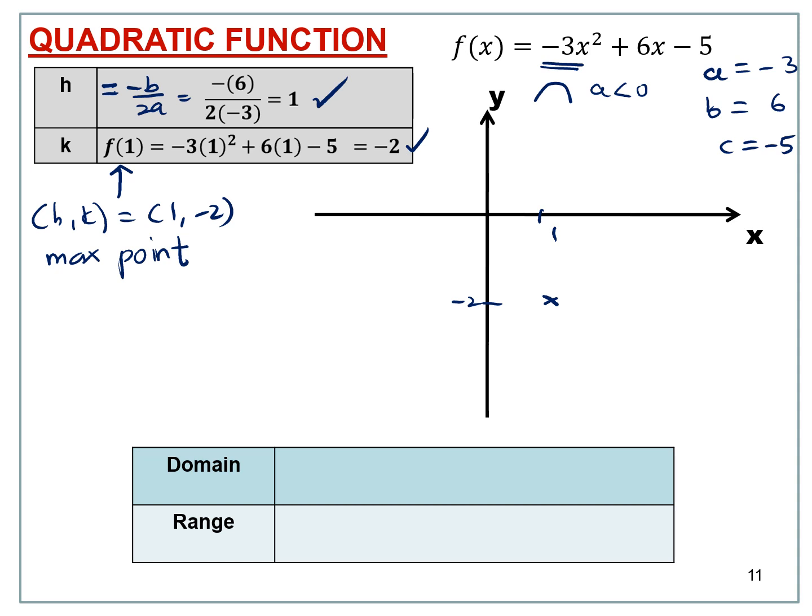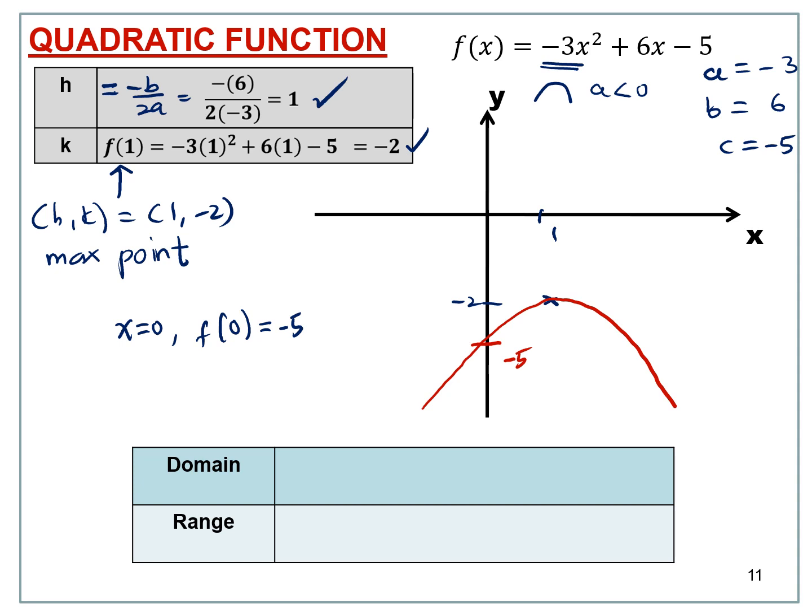And then negative 5, when x is 0, so you get f(0), you get negative 5. So the y-intercept is negative 5, so below negative 2. So let's sketch the graph. So this is negative 5.